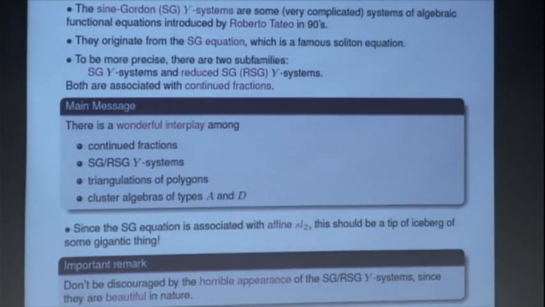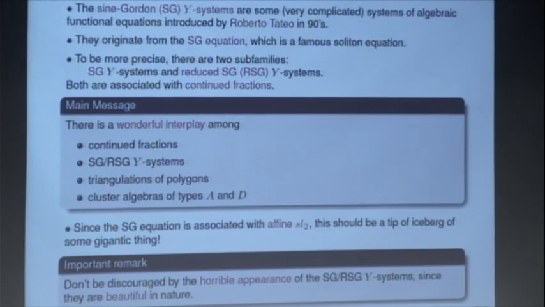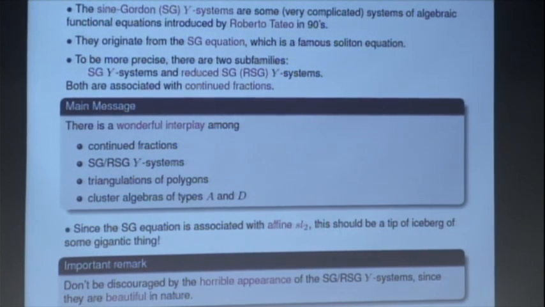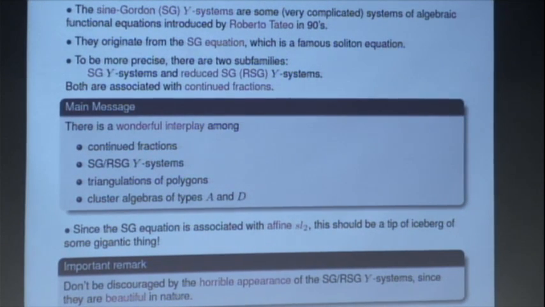First, a brief summary of my talk. Sine-Gordon Y systems (SG) are very complicated systems of algebraic functional equations introduced by Roberto Tateo, an Italian mathematical physicist, in the 90s. They originate from the sine-Gordon equation, which is a famous soliton equation. To be more precise, there are two subfamilies, sine-Gordon Y systems and reduced sine-Gordon Y systems. Both are associated with continued fractions.